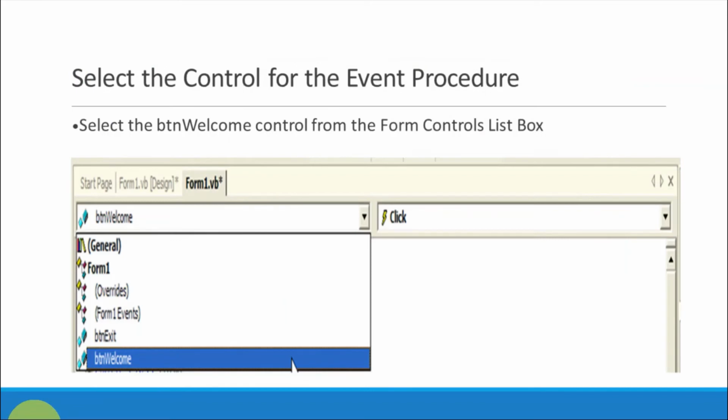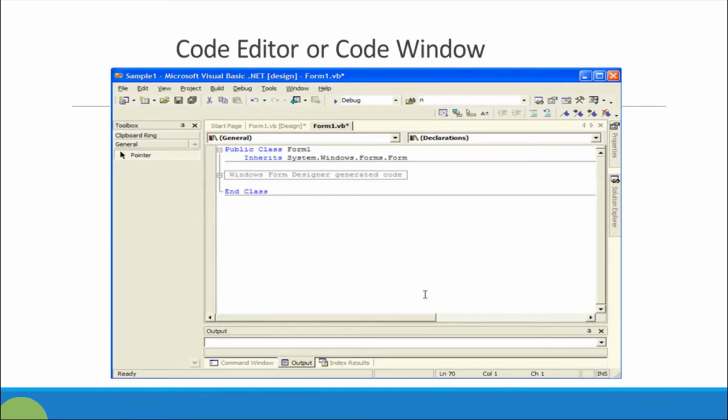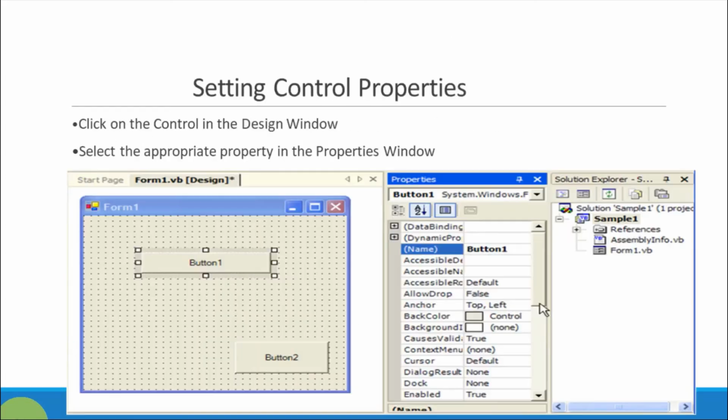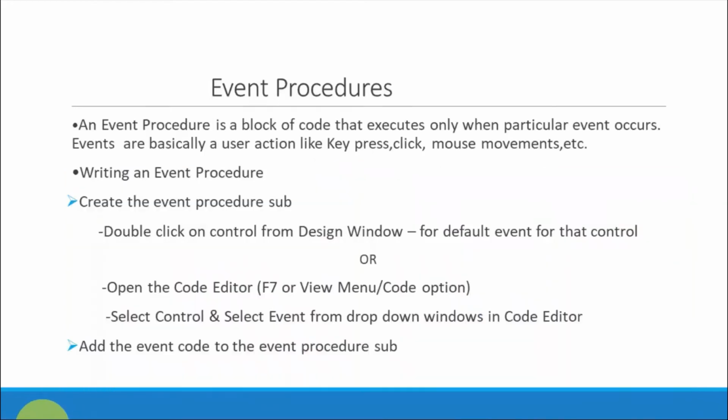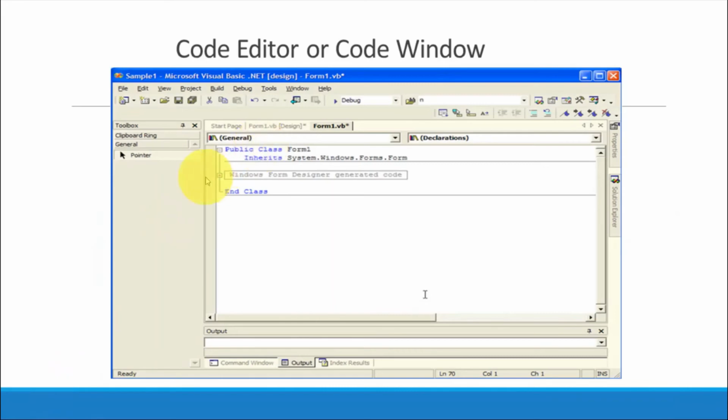After designing, why are we using the code window? Because after designing, the form is inactive. To make the form active, we double click. Till now our form is inactive, but on double clicking on the button, we will get this code window or the code editor. This is how a code window looks, and it will make the form active.